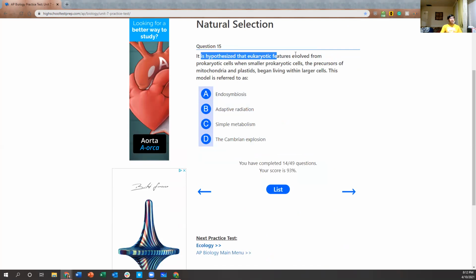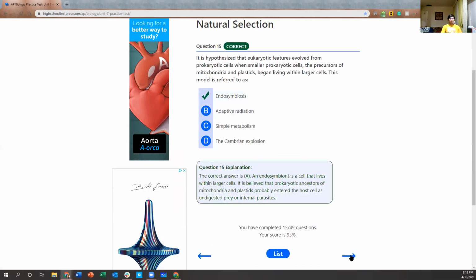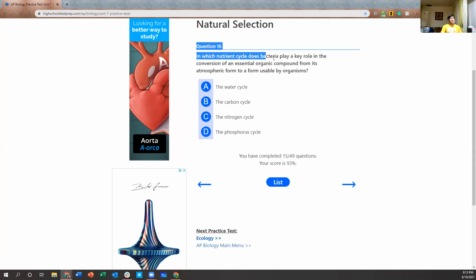It is hypothesized that eukaryotic features evolved from prokaryotic cells when smaller prokaryotic cells, the precursors of mitochondria and plastids, began living inside. So we talked about this. This is endosymbiotic theory and endosymbiosis, right? Endo means getting inside. Symbiosis means living together, a symbiotic relationship where it's beneficial for both of them. Endosymbiosis.